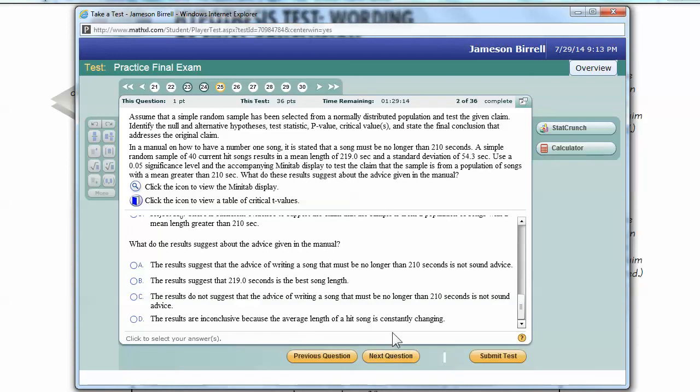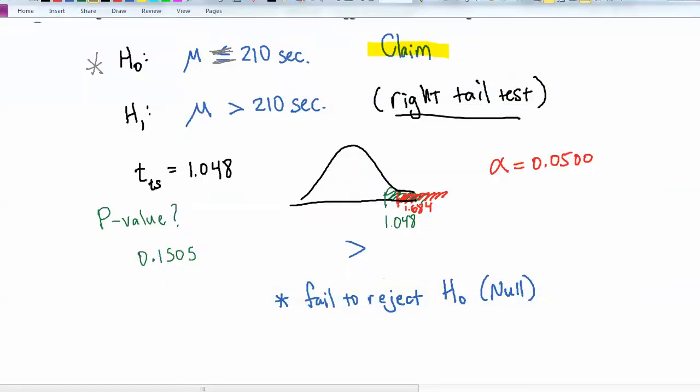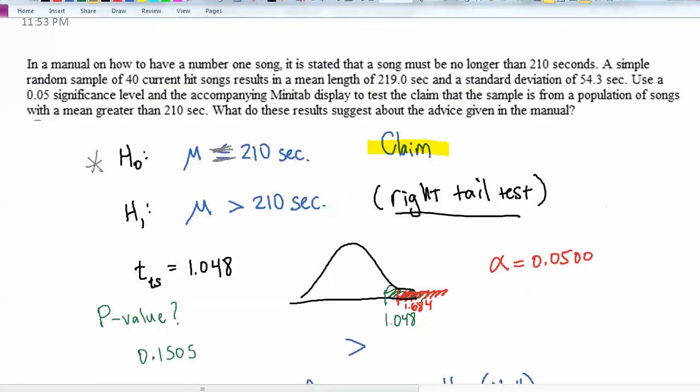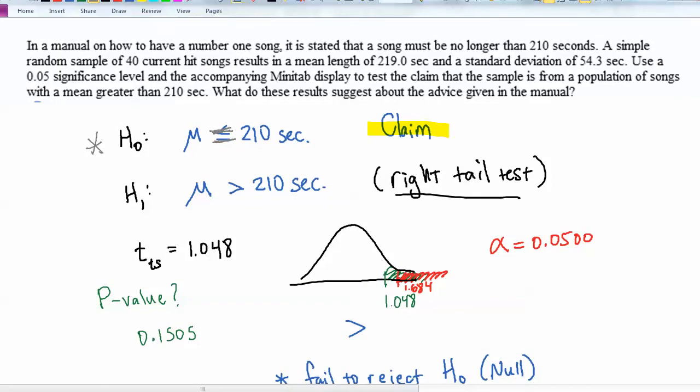I am really sorry to do this to you. It's a little too late at night to probably be doing this, but I just realized I stated the claim up here, but actually the claim was this, right? Because it reads: test the claim that the sample is from a population of songs with the mean greater than.